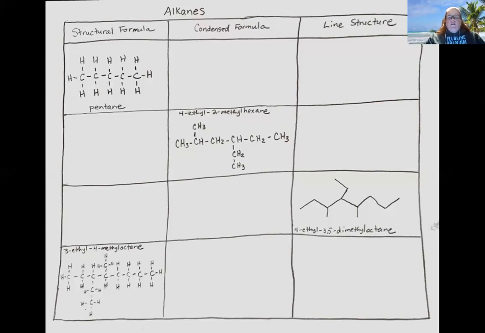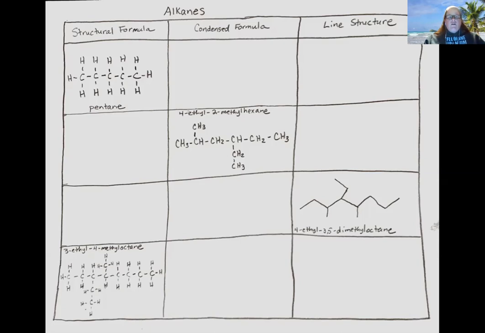But what we have here is a chart with alkanes on it. And in this column, we have the structural formula. In this column, a condensed formula. And in this column, a line structure. Now, in each of the boxes, I did write the names of these things, and you may or may not have already been introduced to naming, and if you have, then this will look familiar to you. If you haven't, then it's something to look forward to.